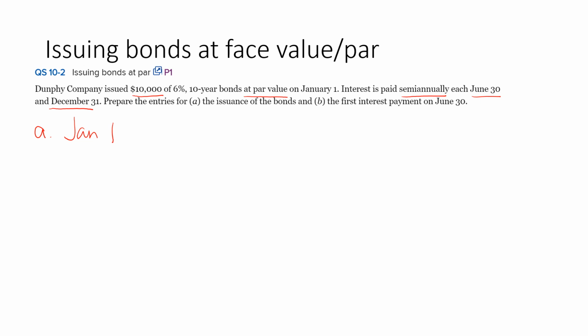So to record that, we'll debit cash because the corporation is receiving cash, and we will credit a liability known as bonds payable. And that amount is $10,000. So we record the cash that the corporation received, but we also have to record the liability of bonds payable because the corporation will have to pay that back in the future.